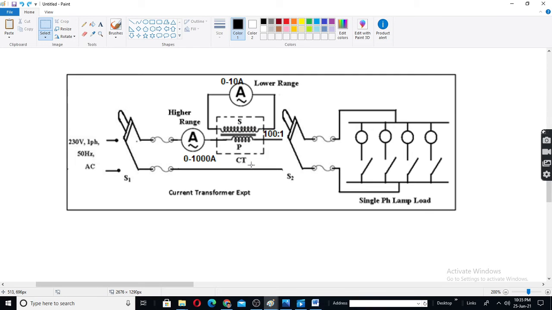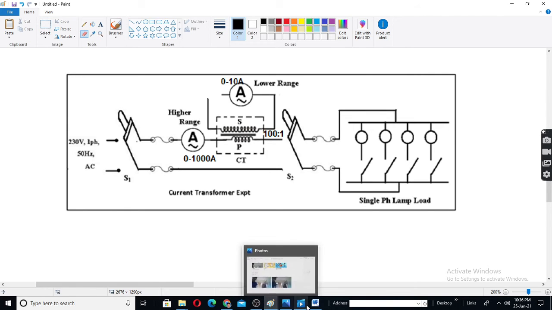But in a CT, high current will flow, because the primary number of turns will be very much less, 1 or 2 turns practically. In a normal transformer, it will be a higher number of turns. Here it will be very much less, because in a CT, the primary has fewer turns. So if we keep the secondary open when the primary is closed, when you close S1 and S2, what will happen?